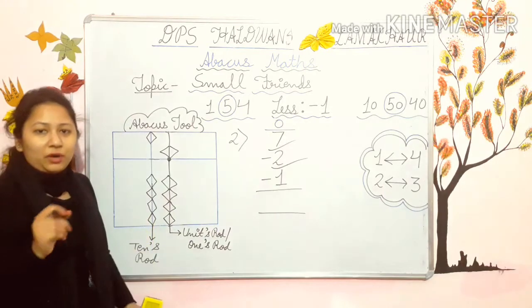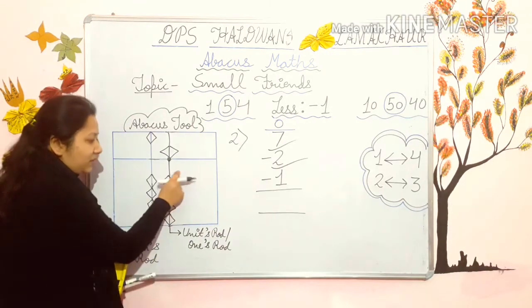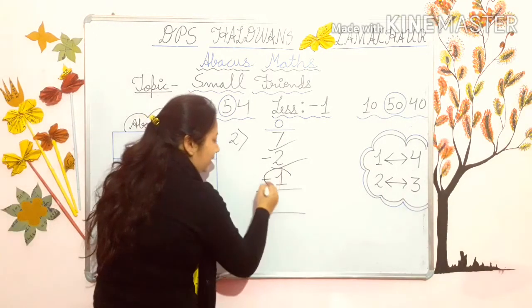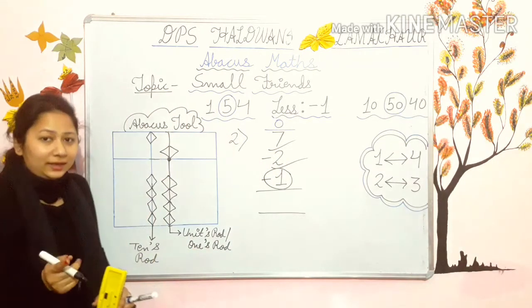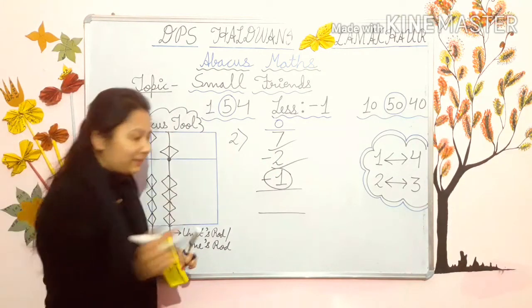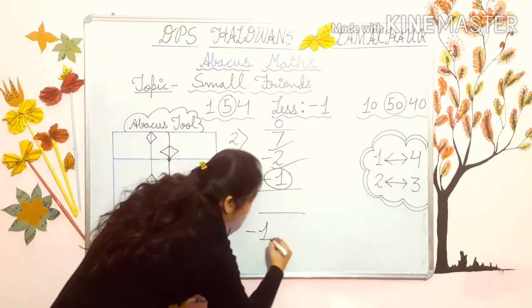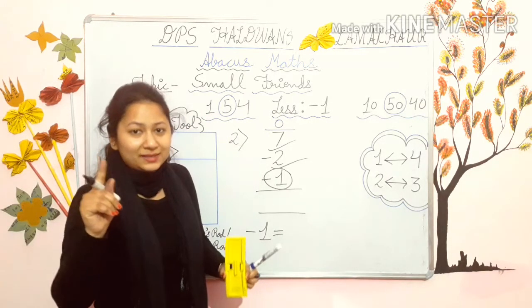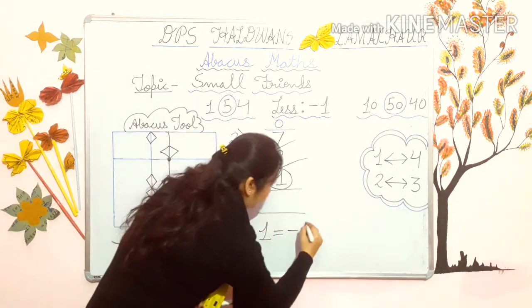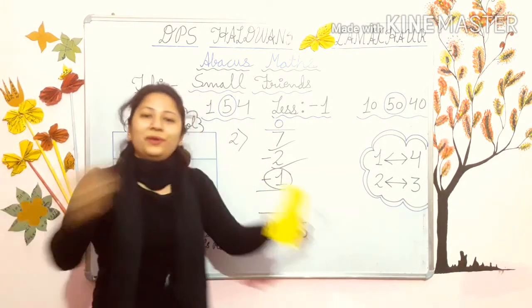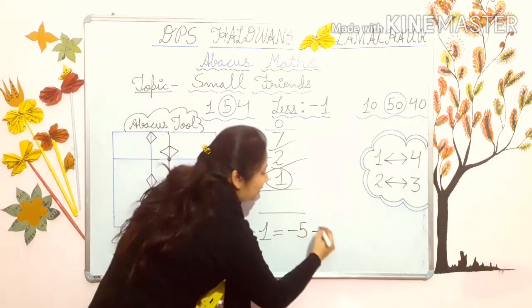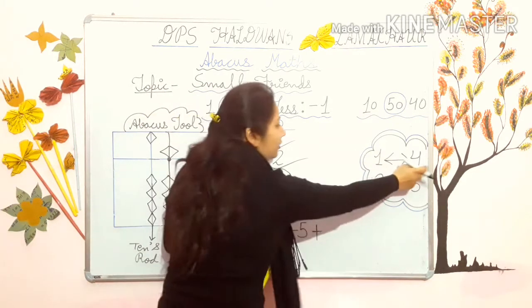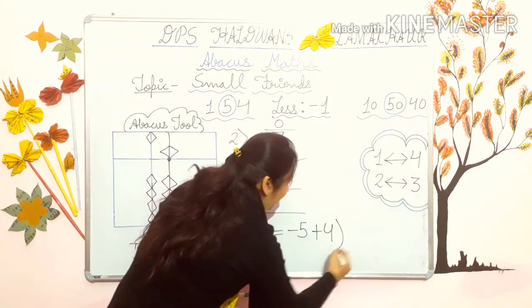Now the last you have to do -1. See, -1 you have to do, but the bead is not there. See, again there is lack of beads. So for subtracting 1, the first number which you have to subtract is 5, and you have to add the friend. So who is the friend of 1? See here, 4. So you have to add 4.